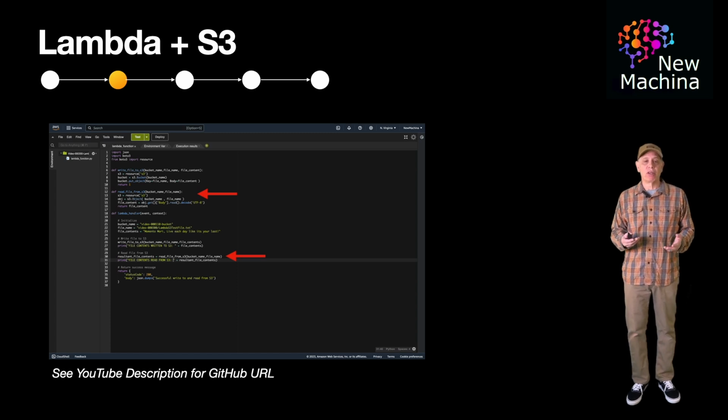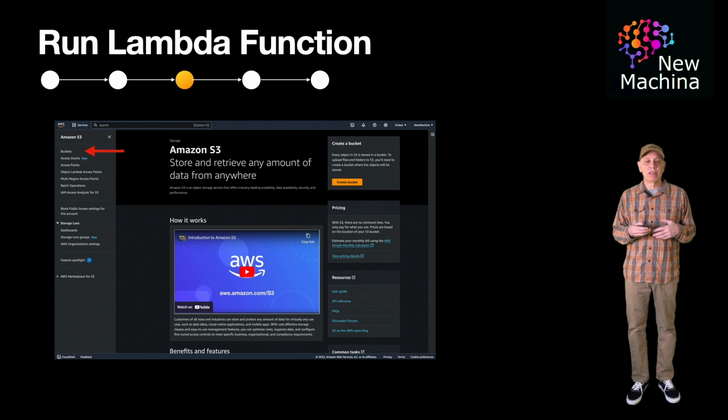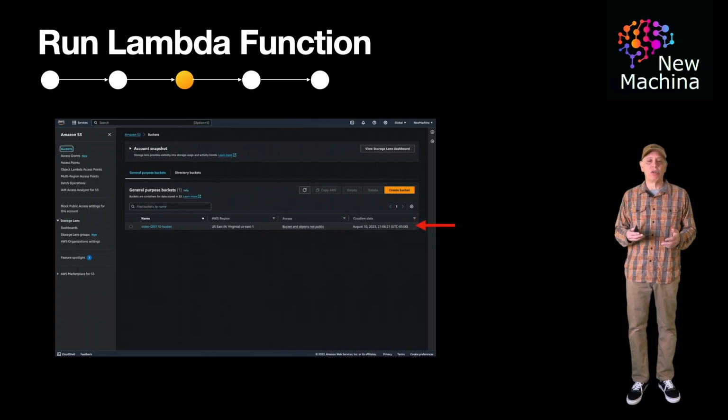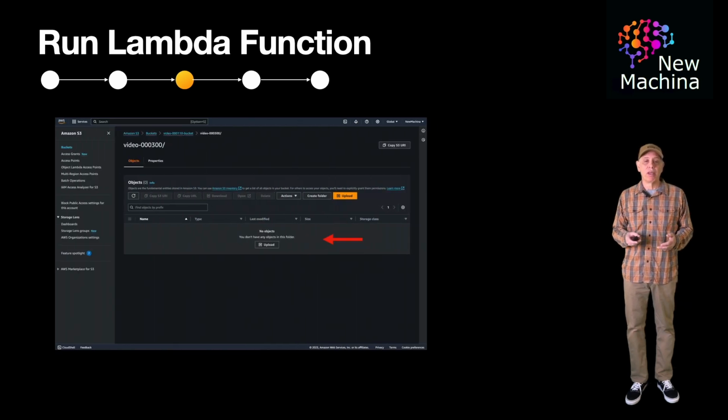Now, before I run this Lambda function, I'm going to go to the Amazon S3 homepage in the AWS console. I click the buckets link to see a summary of my existing buckets in S3. I have an existing bucket I want to use called video-000110-bucket. I click into this bucket. Under Actions, I create a logical folder named video-000300 in my S3 bucket. Once the folder is created, I click the logical folder video-000300 to see what's in the folder. The folder is empty to start with. This is what I would expect.